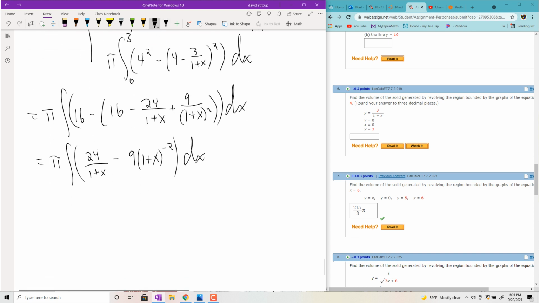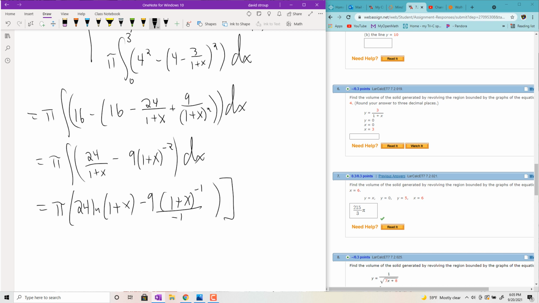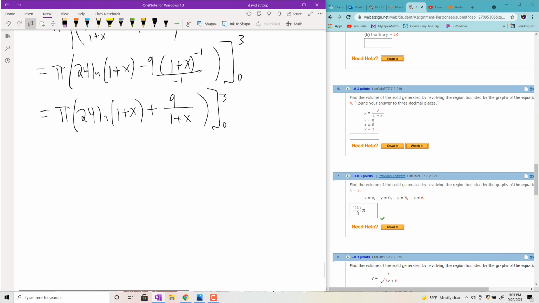The first one's a natural log, so that would be pi times 24 ln of 1 plus x. You can do a u sub, but you don't need it though, because you won't have any constants. It would just be du is dx. And then the second guy, same there. You're not going to have any constants. Du will be dx. So it's raised to the negative 1 and then divided by that. And then evaluate it on the limits. So this would be pi times 24 ln of 1 plus x plus 9 all over 1 plus x from 0 to 3.